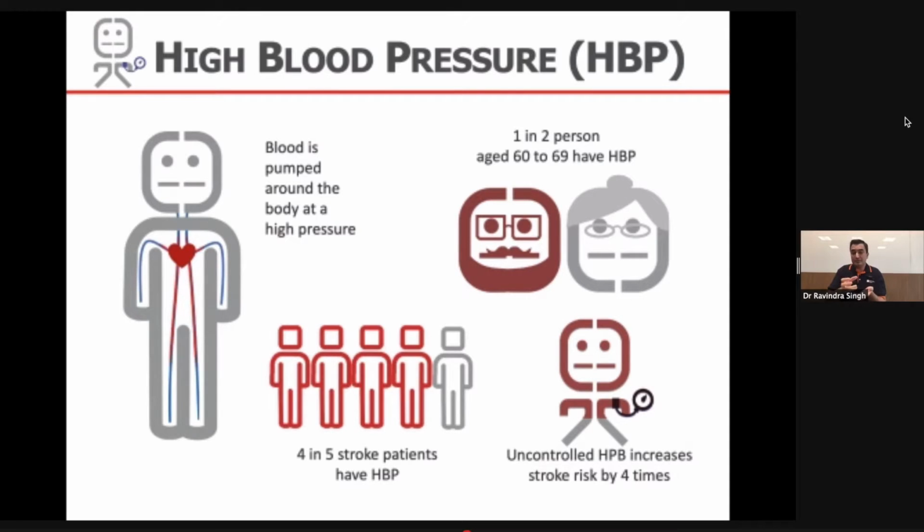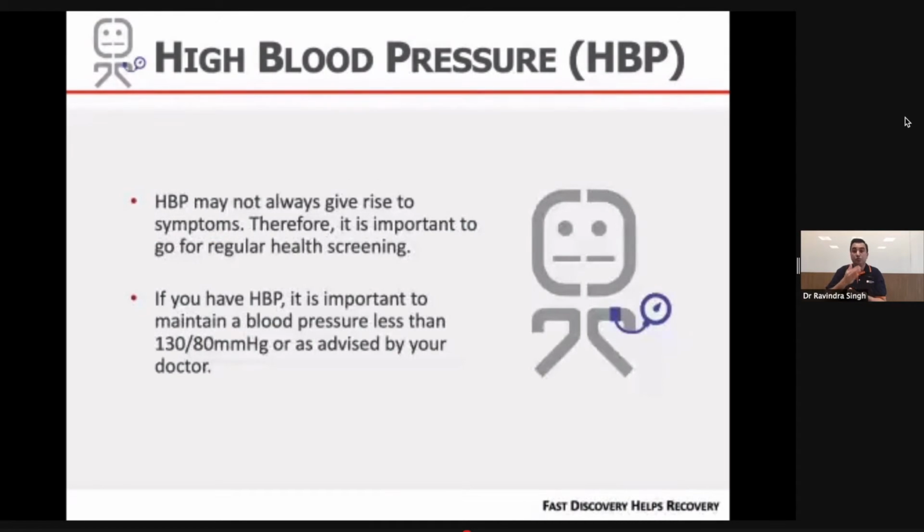1 in 2 people aged 60 to 69 have high blood pressure. Uncontrolled high blood pressure increases stroke risk by 4 times, which is quite a high number. 4 in 5 stroke patients have high blood pressure. So we have to understand that high blood pressure is a very, very important risk factor to actually prevent, so that if we control it very well, we can prevent the stroke.